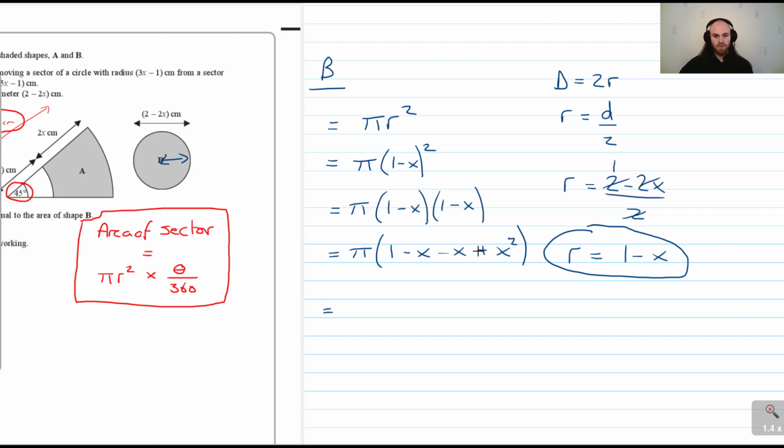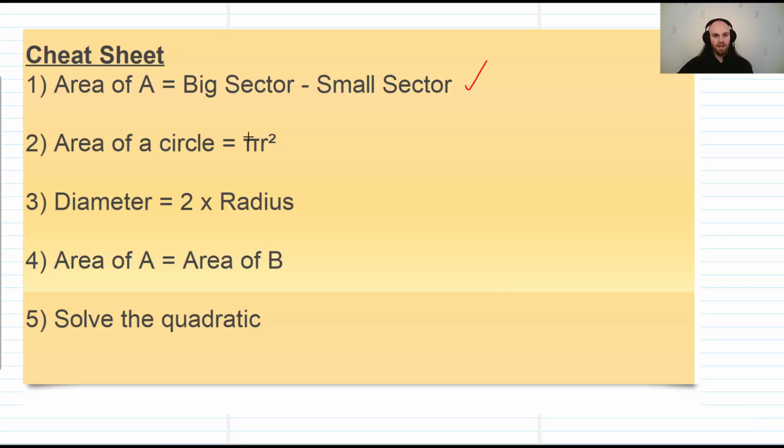Let's just tidy this up and put the x squared first. So we're going to have x squared minus 2x plus 1, put that in brackets, all multiplied by pi. And if I go to the cheat sheet, we've used that area of a circle, and we've used that diameter equals 2 times the radius.